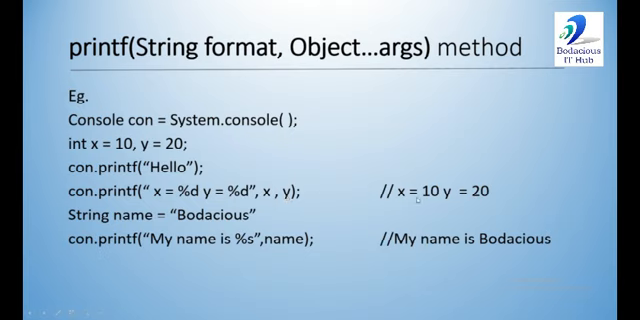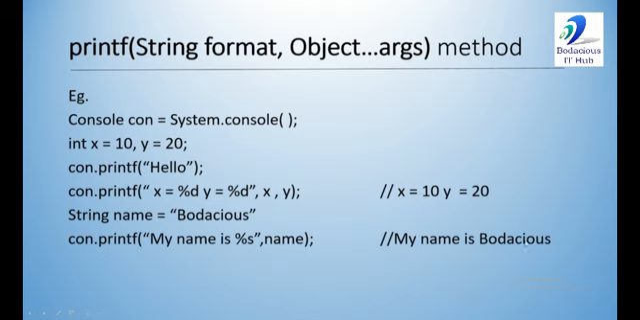So output will be displayed in this format: x is 10, y is 20. Now we are declaring a variable called name, and we have assigned it a value Borasius. Now it will display the statement my name is %s. So at the place of %s, it will insert the value of this variable name. So the output is going to be my name is Borasius.